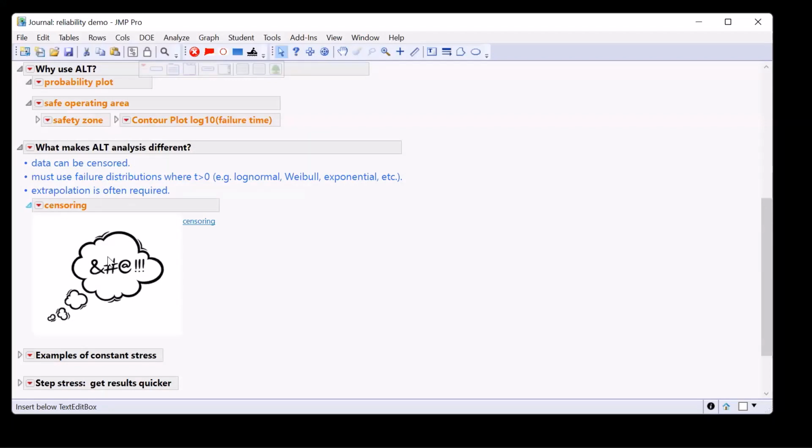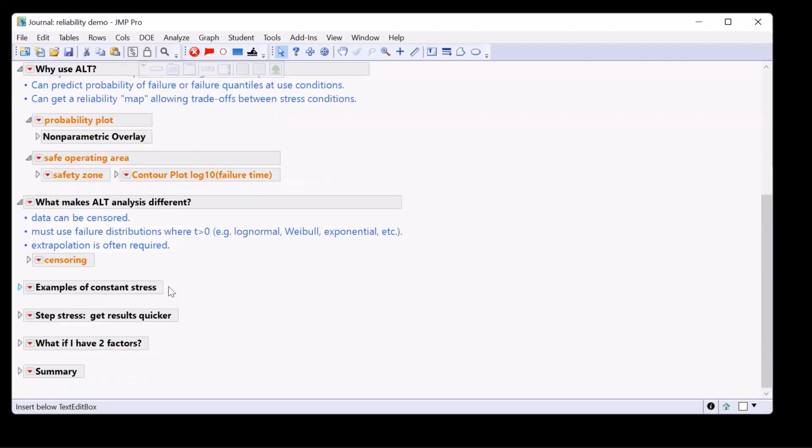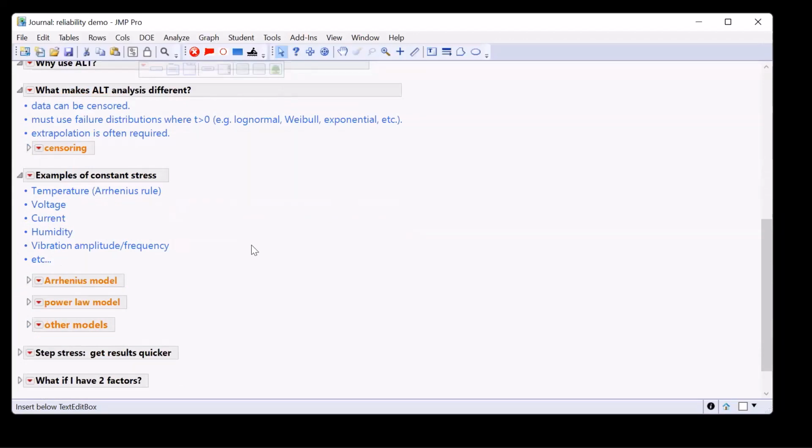Okay, so let's talk a little bit about constant stress. And as I mentioned, there's a whole bunch of different stresses that can be used. Temperature, where we've used the Arrhenius rule, voltage, current, humidity. We put parts in an oven or something like that and ramp up the humidity to see what the effect on corrosion is. This could be a mechanical test. We could be dropping things. We could have some vibration with some amplitude and frequency, etc. So there's lots of different types of stresses.